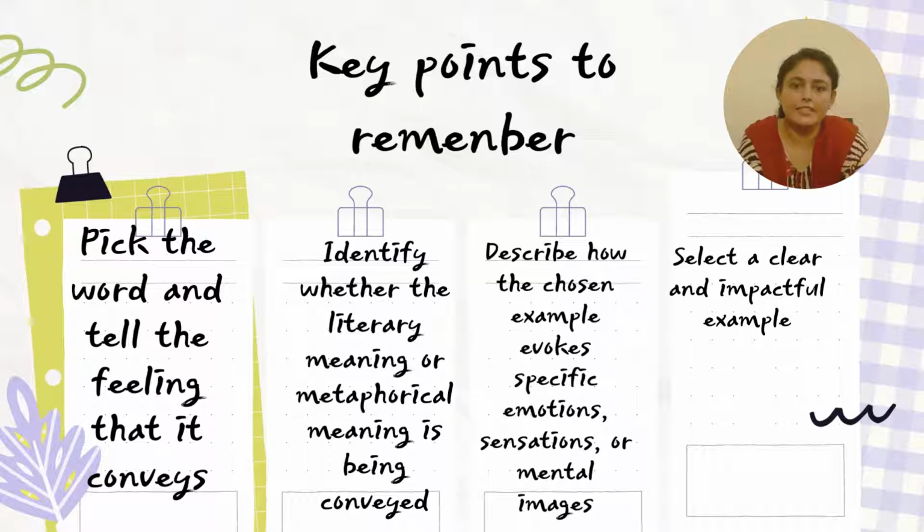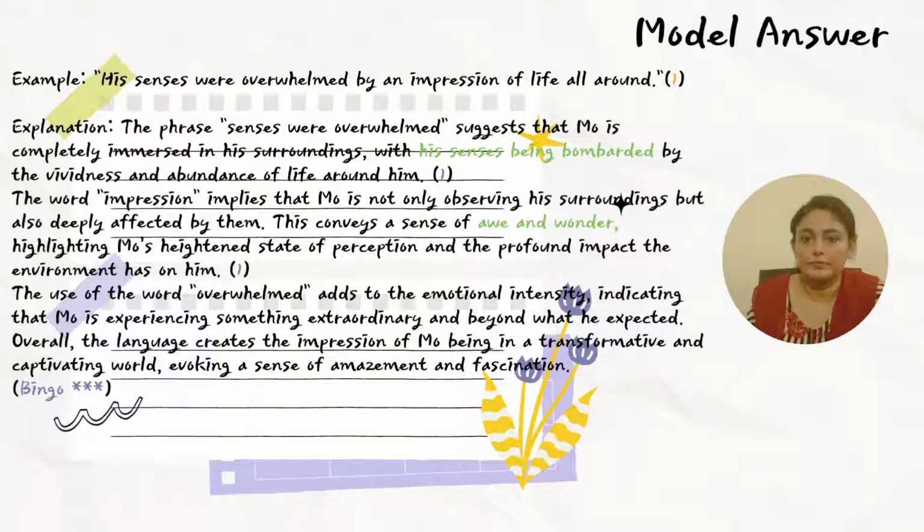Describe how the chosen example evokes specific emotions, sensations, or mental images. Okay, that is visualization, that is again the imagery. Then select a clear and impactful example. As I told you, do not go on picking on the phrases because it will be very difficult for you to connect them with the broader context or to tell what the implied meaning is. So again, I'm repeating, do not leave anything to chance, give the best shot.